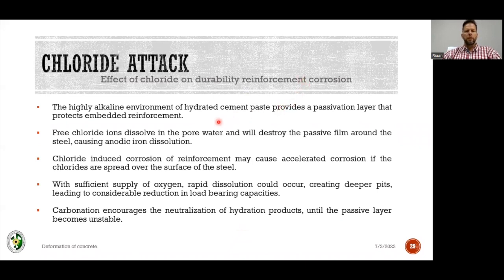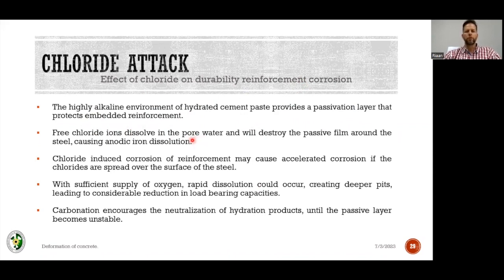So you all remember that the highly alkaline environment of your hydrated cement paste provides a passivation layer that protects your embedded reinforcement. Now, what free chloride ions do, they dissolve in the pore water and will destroy that passive film around the steel, causing anodic iron dissolution, or rust, as we know.